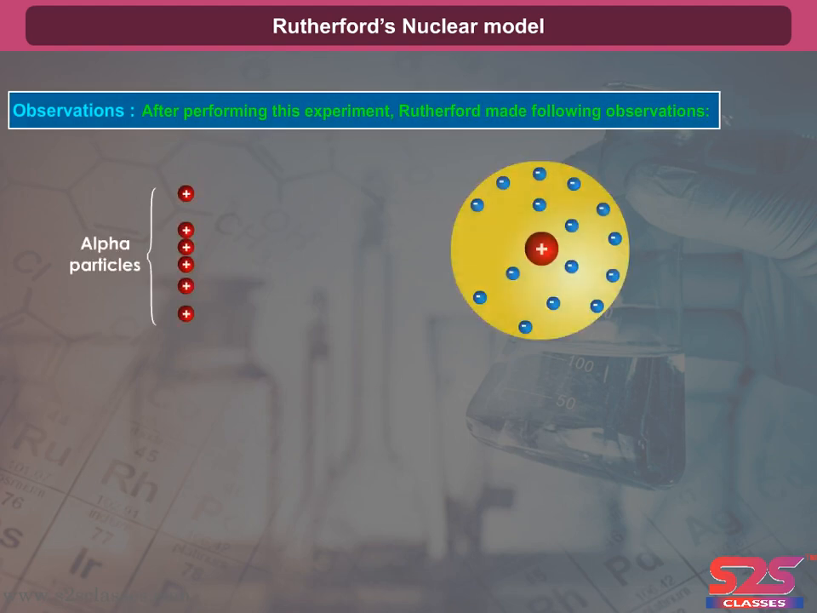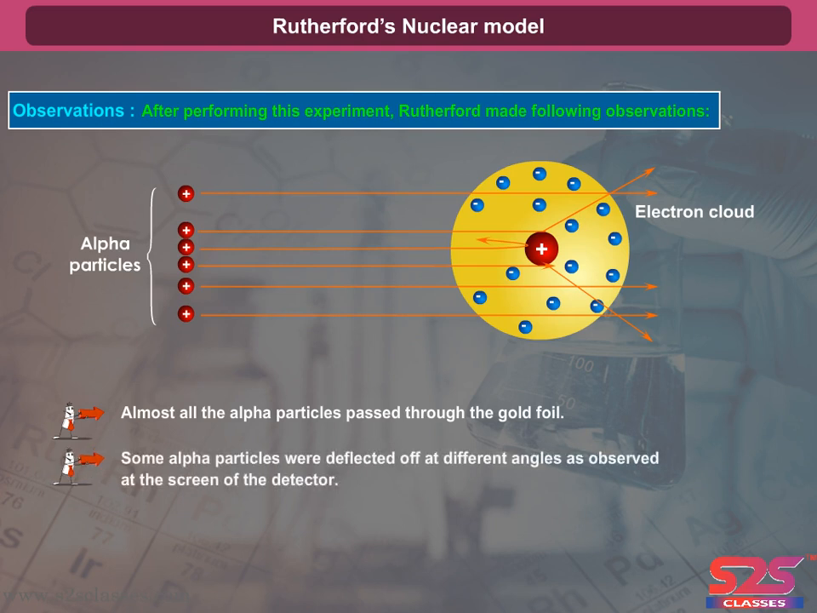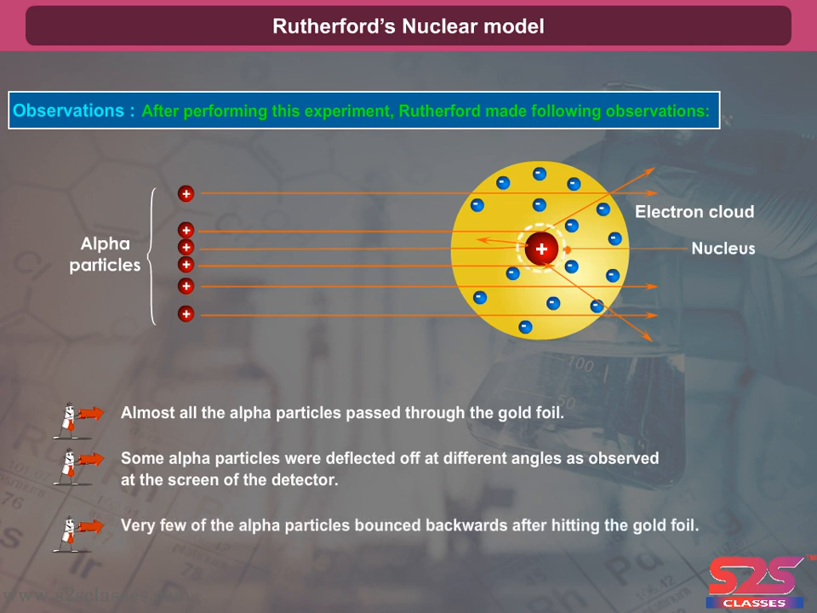Observations. After performing this experiment, Rutherford made following observations. Almost all the alpha particles passed straight through the gold foil. Some alpha particles were deflected off at different angles as observed at the screen of the detector. Very few of the alpha particles bounced backwards after hitting the gold foil.